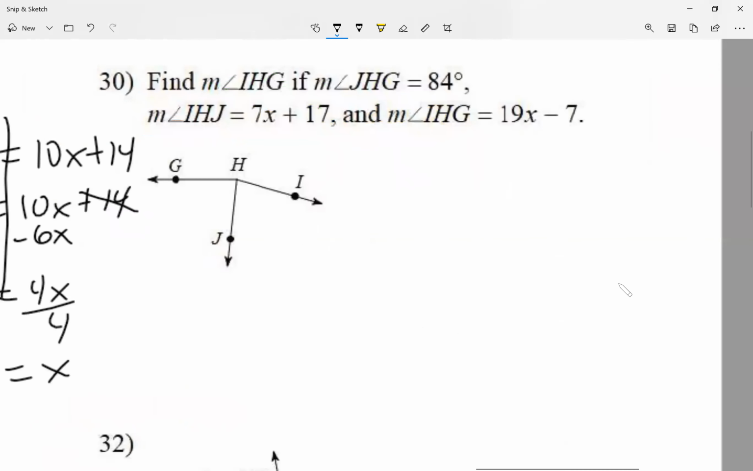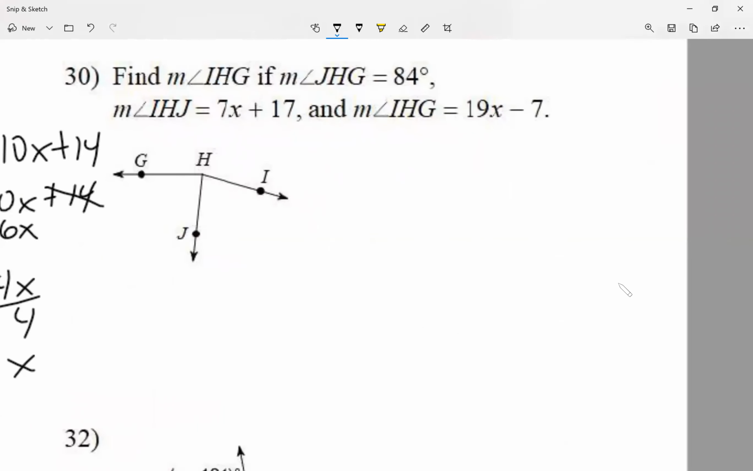Let's do another example. Let's take a look at question number 30. One of my small angles, I see this one right here. I'm using the letters G, H, and J. Leave H in the center. So GHJ or JHG, I know that's 84 degrees.